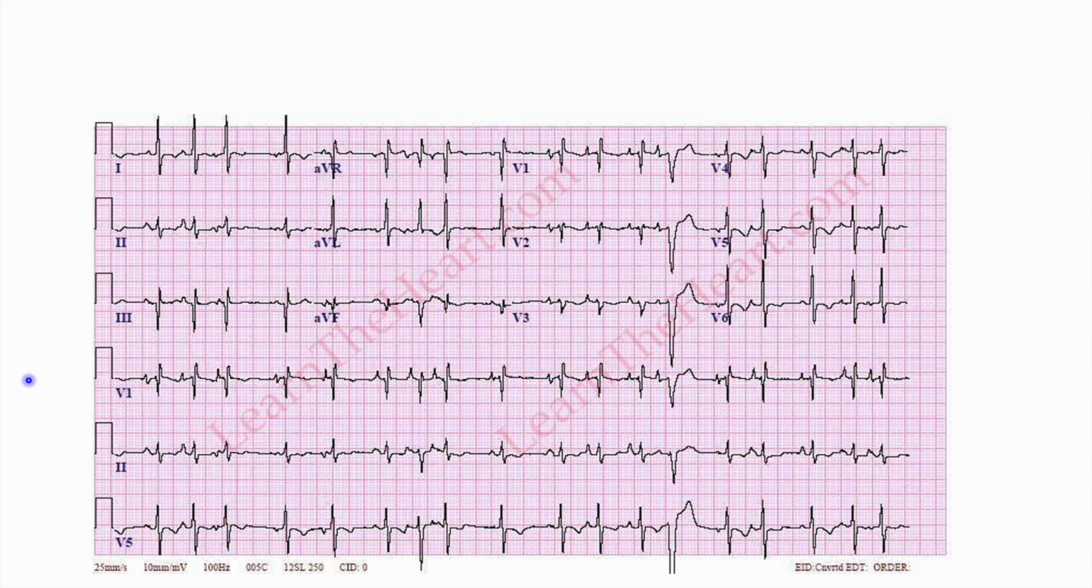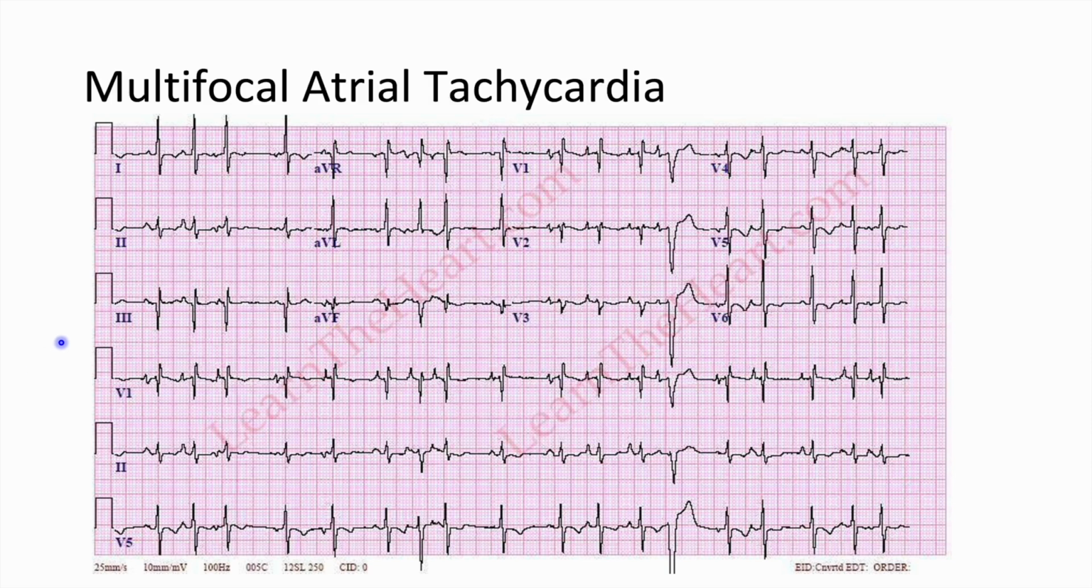3, 2, 1. This is going to be an example of multifocal atrial tachycardia. Let's think about this name for a second, because it looks like a lot, but it's not as bad as it sounds. Multifocal, so coming from multiple different places of the atrium, causing tachycardia. So our heart is beating fast because we're having atrial signals from different foci or different locations.